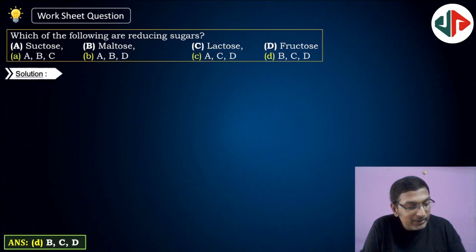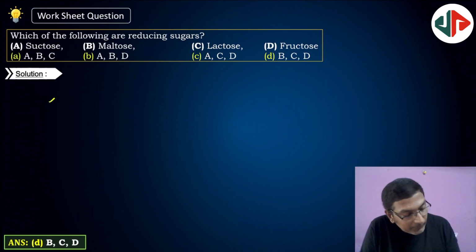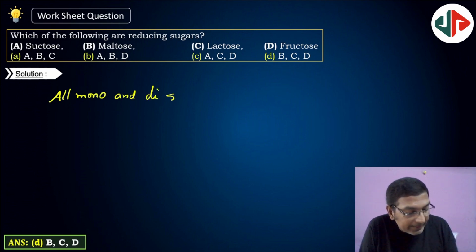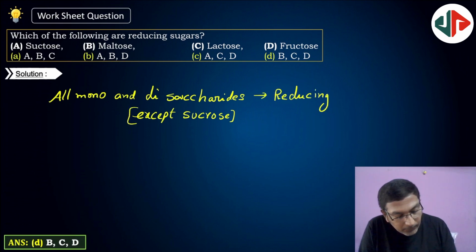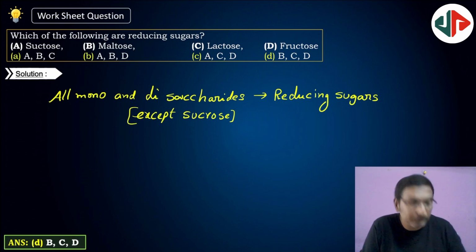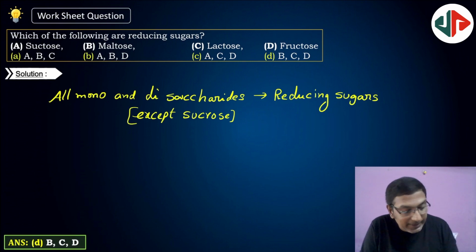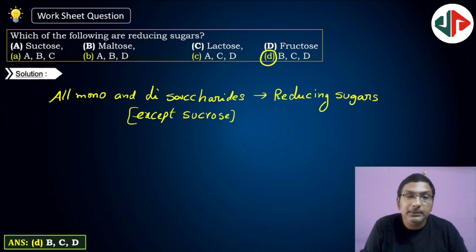So which of the following are reducing sugars? Now only we have discussed. All mono and disaccharides except sucrose are reducing sugars. So very important. So here except sucrose, maltose reducing, lactose reducing, fructose reducing. B, C, D. Option D. Sucrose is non-reducing. Next.